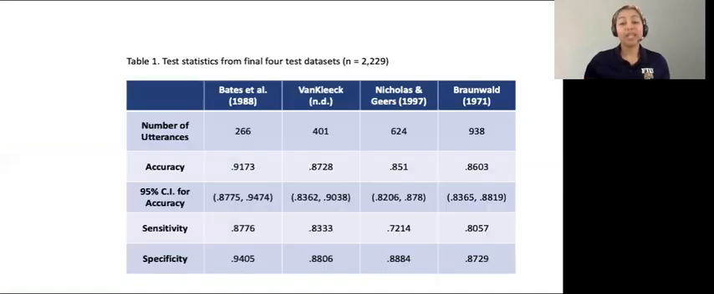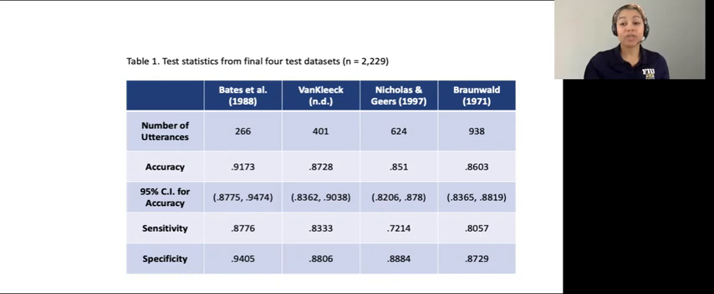So pictured here are the results from our final 4 test data sets, which ranged from 266 utterances to 938 utterances for a total of 2,229 evaluated utterances. And it's important to reiterate that these utterances were from 4 completely different studies that had not been used at all for training the model. The children in the studies were between 2 and 6 years of age, and the parents and children engaged in a variety of activities, such as free play with toys, blocks, puzzles. They talked about book illustrations, and some even completed Piaget conservation tasks.